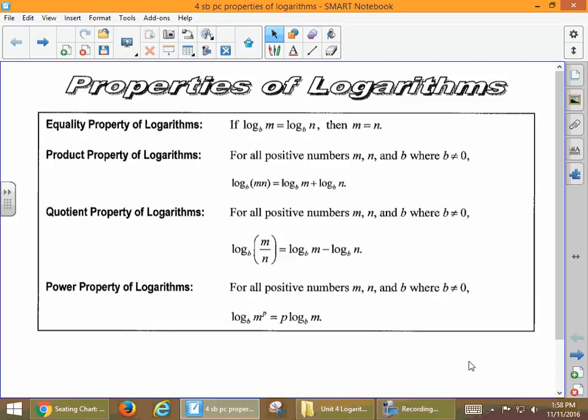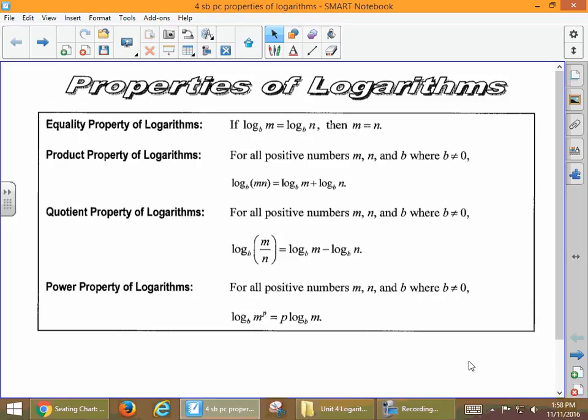So the first one is the equality property of logarithms. And it says if we have log base b of some value on the left side equals log base b of some value on the right side, then as long as the bases are the same, that means that this value on the left side is equal to that value on the right side. The arguments are equal.